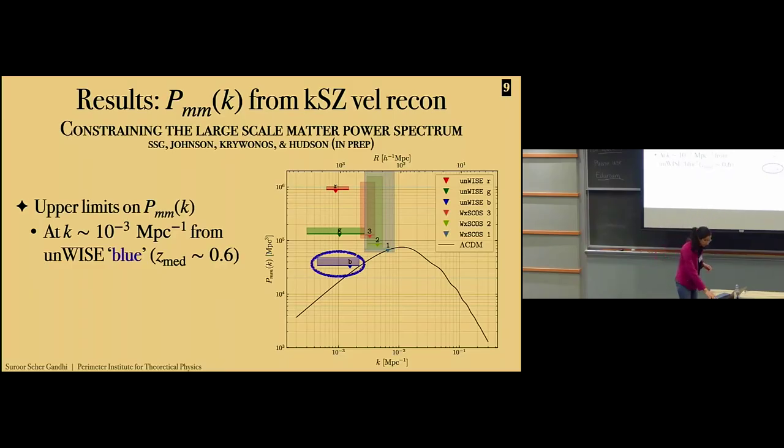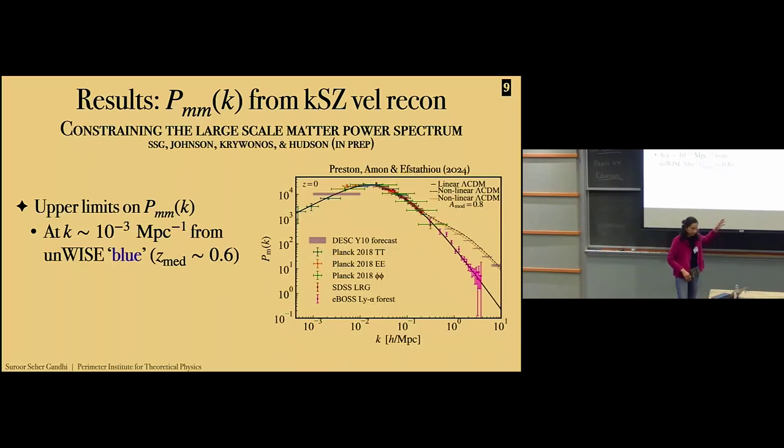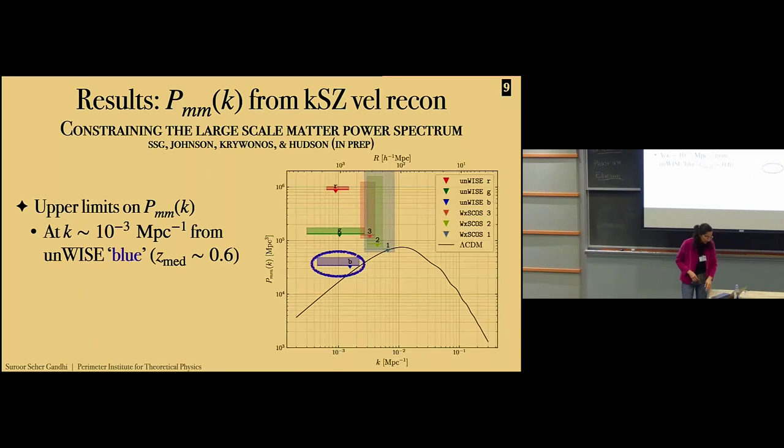Just for context, I've pulled this plot from the literature that shows all the different measurements of the matter power spectrum. And at low k, I just want to point out that all the measurements come from Planck, which is probing redshift of 1100. So there aren't any low redshift tracers that are placing constraints on these low values of k. But our unWISE blue upper limit is using a median redshift of 0.6 sample, and we're able to get an upper limit on these low values of k.